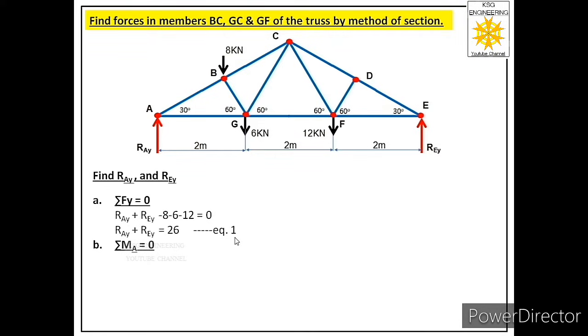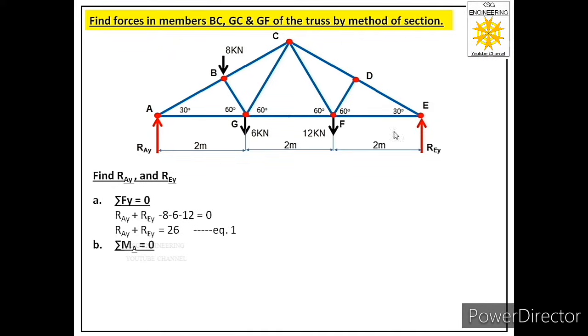Now we will apply the next equation of equilibrium, that is summation M equal to 0. Let us consider moment about joint A. The moment because of RAY will be 0 because it is intersecting the moment center. So we have to consider moments because of the other 4 forces. Let us discuss the moments because of these 4 forces about joint A.